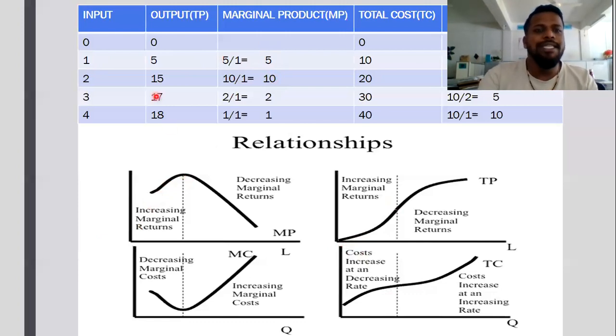Then when I employed the third labor, we can understand that when I employed one more labor, output increased. Yes, output increased from 15 to 17. But how much did it additionally increase? The marginal product is how much? 2 only. That means total product is increasing, but at a diminishing rate. That is the law of diminishing marginal returns.